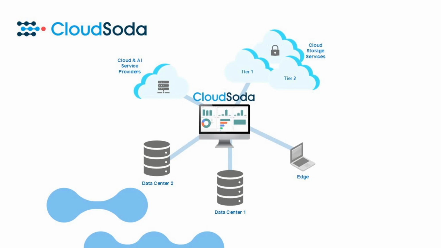CloudSoda achieves this by using a central controller to communicate with edge locations, allowing visibility and control of data wherever it lives. This controller allows you to search for, group, and move data on demand or by policy. Let me show you how it works.